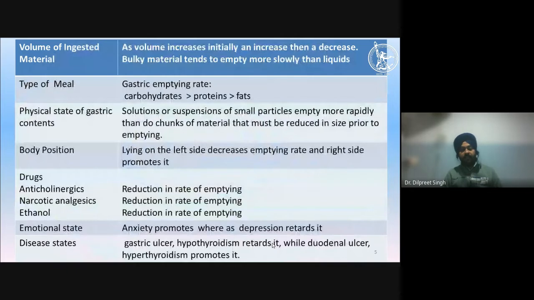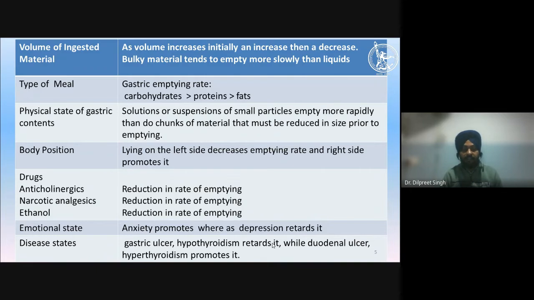There is a chart which depicts which type of meal we have taken to influence the gastric emptying rate. The type of meal greatly affects the gastric emptying rate. For example, carbohydrates show a better gastric emptying rate as compared to protein, and protein as compared to fat.